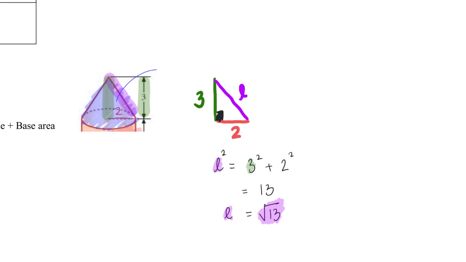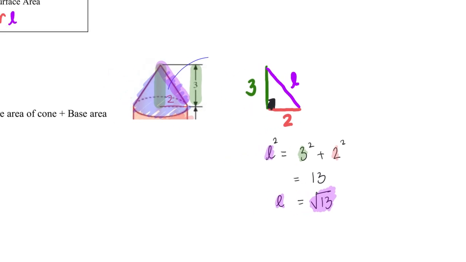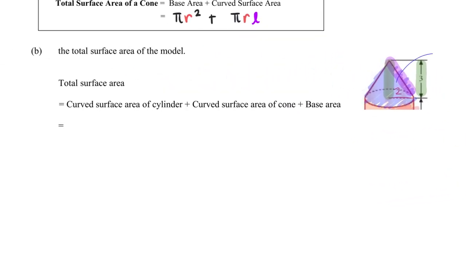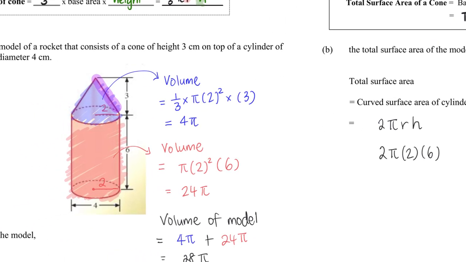So this one is for us to see very visually. So now I know that the slanted height is square root 13. I can tap on it already. Curved surface area is 2 pi r h, where the 2 pi, the r is 2, the height of the cylinder is 6. Okay, height of cylinder, yes, 6.